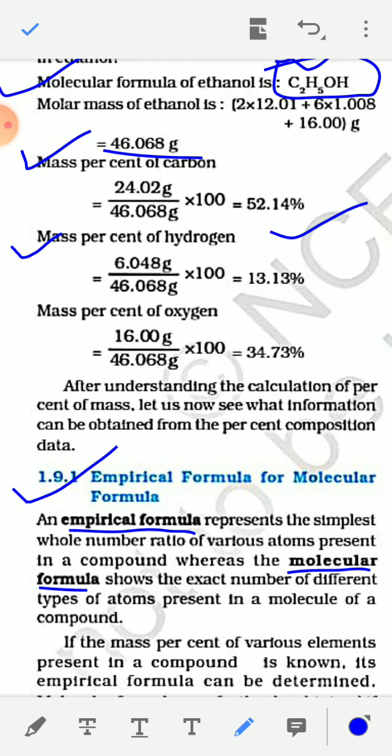Percentage of hydrogen is equal to mass of hydrogen in ethanol, that is 6 gram, divided by molar mass of compound, 46 gram, into 100, that is 13.13% hydrogen. And mass percentage of oxygen is 16 divided by 46 into 100, that is 34.73%.